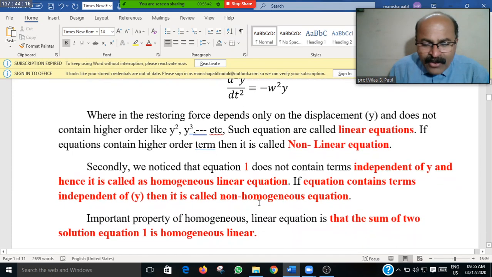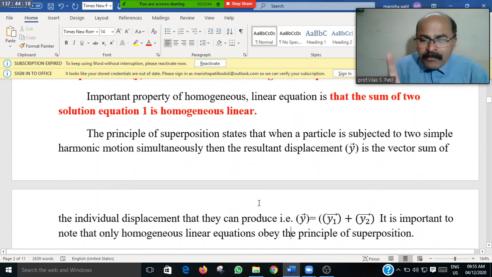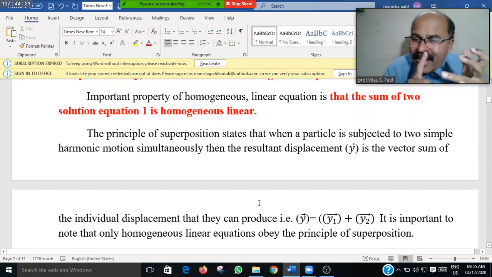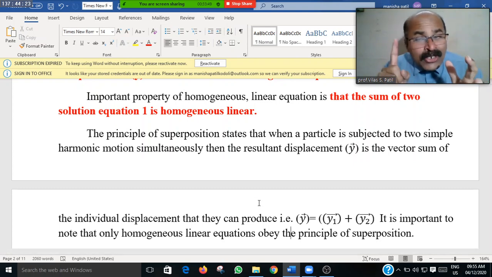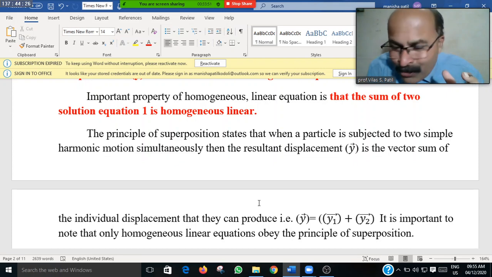It means that, friends, this equation number 1 is linear and homogeneous. It is not non-linear and non-homogeneous.